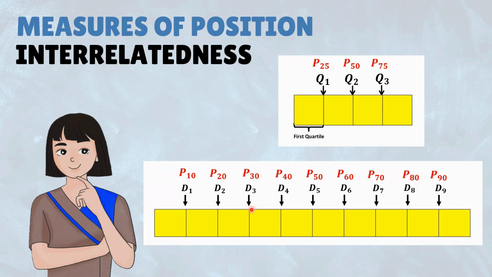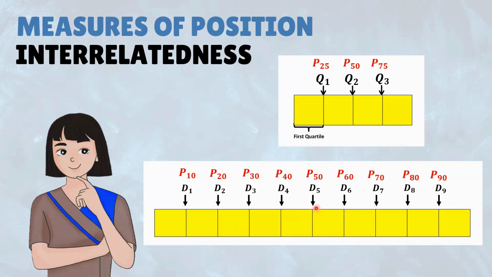So, for instance, a score falls on decile 3 or percentile 30. It means that, we know that each division corresponds to 10% of our data set. So, if a score again falls on decile 3 or percentile 30, it means that 30% of the values in the distribution falls below decile 3 or percentile 30 value. And the remaining 70% of the data set is greater than or equal to our percentile 30 or decile 3 value.